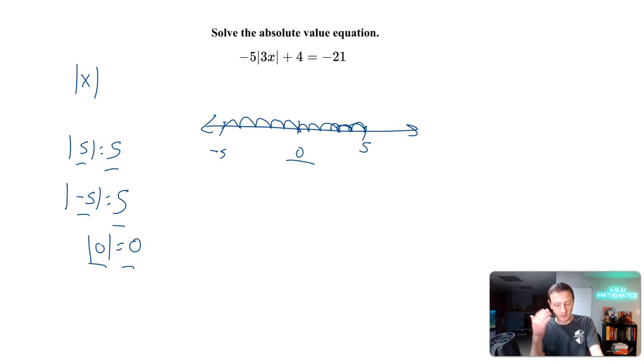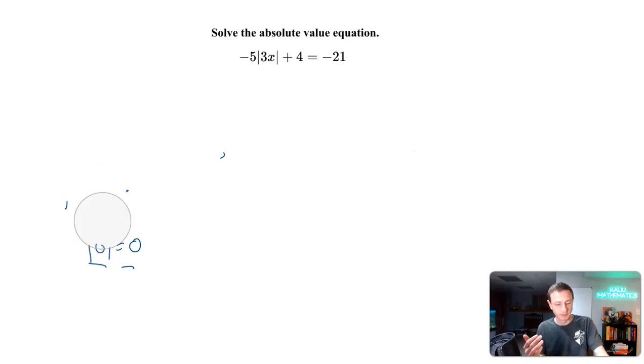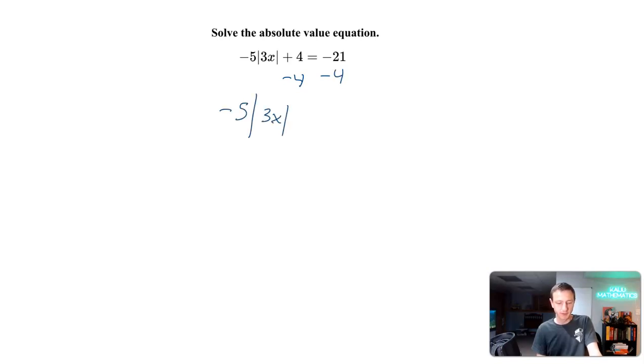So when we understand the concept that the absolute value is the distance from 0, let's keep that in mind and solve. Let's get this absolute value by itself, and then from there we will work through it. I'm going to subtract 4 from both sides. I get -5 times the absolute value of 3x equals -21 minus 4, which is -25. Then I want to divide by -5, because I'm trying to get the absolute value by itself. So I get the absolute value of 3x equals -25 divided by -5, which is +5.